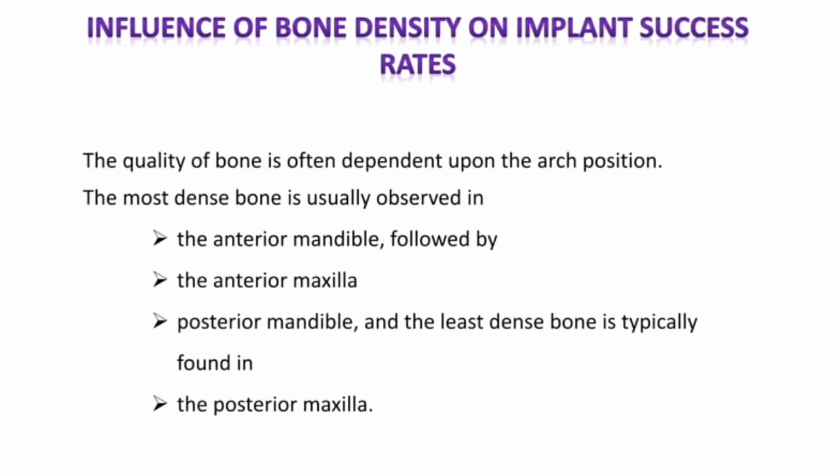The quality of bone is often dependent upon the arch position. The most dense bone is usually observed in the anterior mandible, followed by the anterior maxilla, posterior mandible, and the least dense bone is typically found in the posterior maxilla.